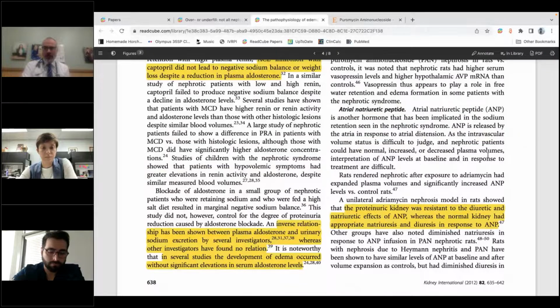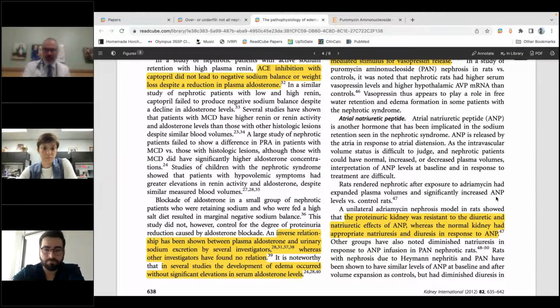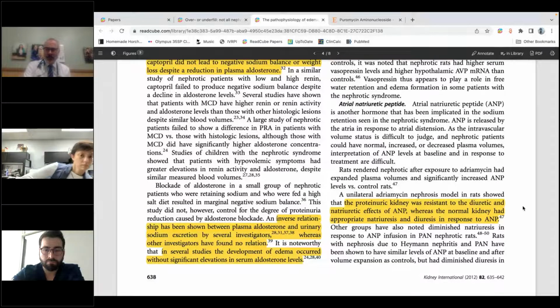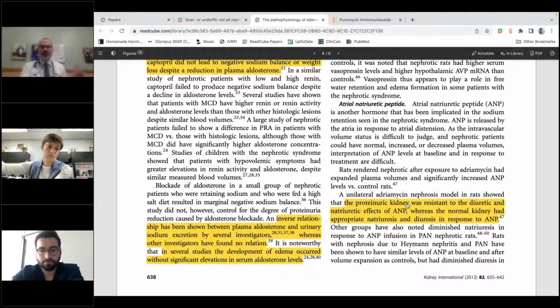Let's see. So in a model of injury where this was a slightly different one, this is using adriamycin, and this I think was where maybe one kidney was affected and one was not. Yeah, the kidney that was given adriamycin, so each kidney was isolated. One kidney was injured with adriamycin, the other was normal. The injured kidney was resistant to atrial natriuretic peptide, where the normal kidney did respond. So proteinuria could cause an abnormal response to ANP.